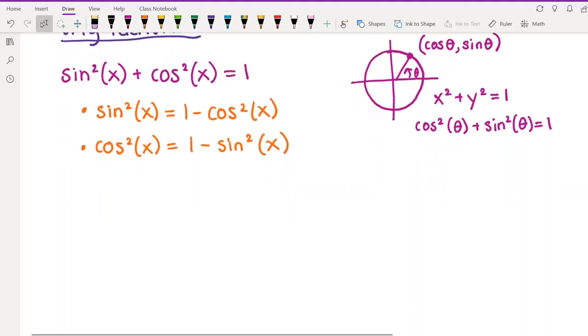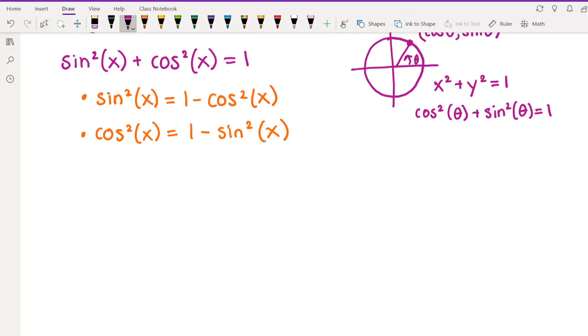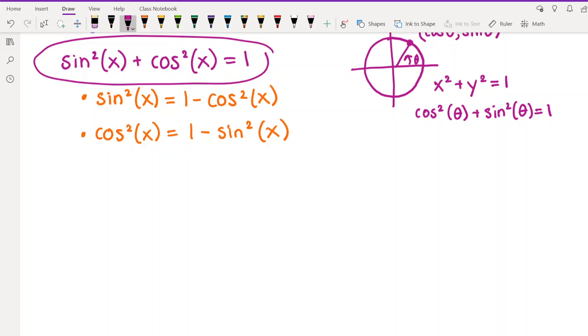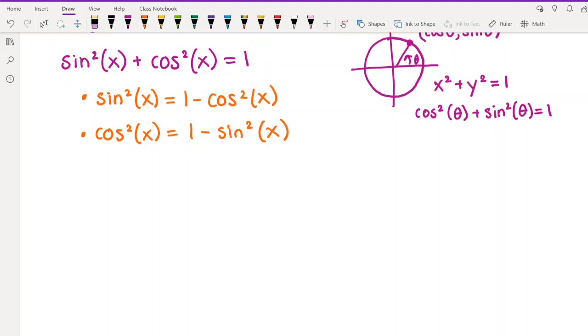And then there are a couple more that you can get: if you start with this Pythagorean identity and divide every term by either sine squared or cosine squared, that's going to give you 2 more Pythagorean identities. There's really only one that we're going to be using in this class, so I'm just going to write down that one. If you take this equation and divide everything by cosine squared, you would get tangent squared of x plus 1 is equal to secant squared. And so we'll be using this one a lot too.